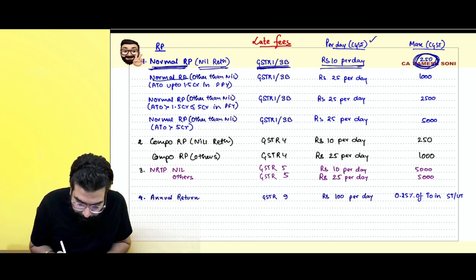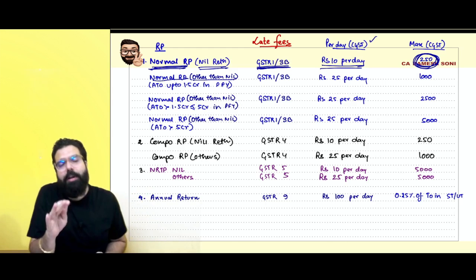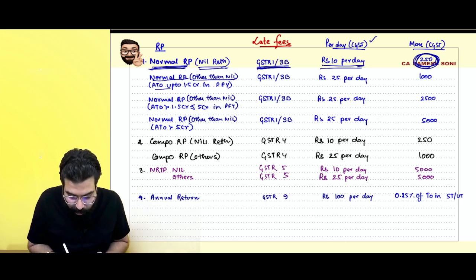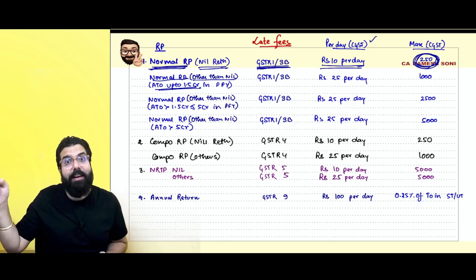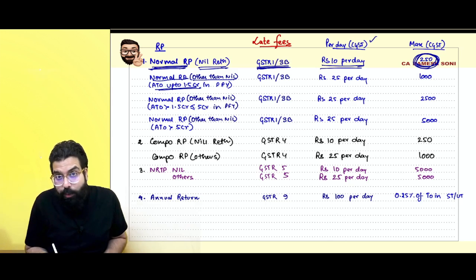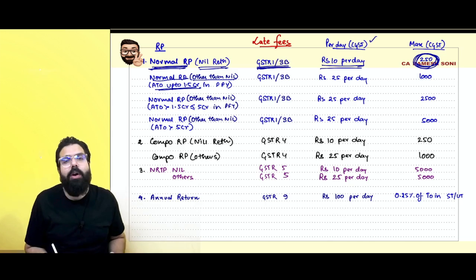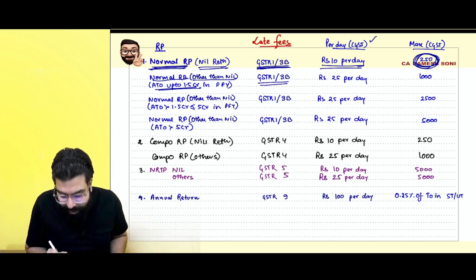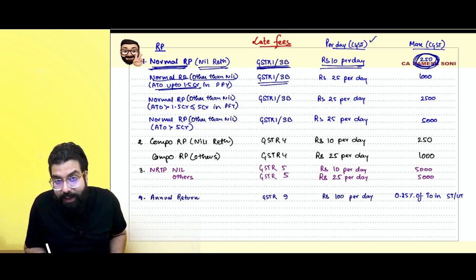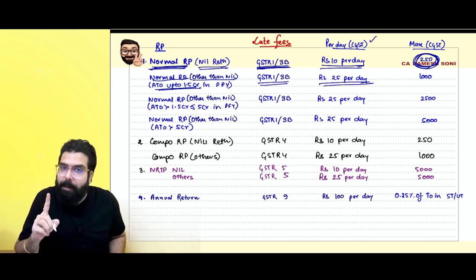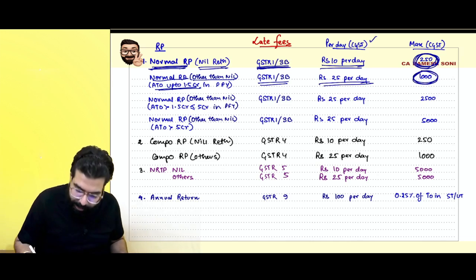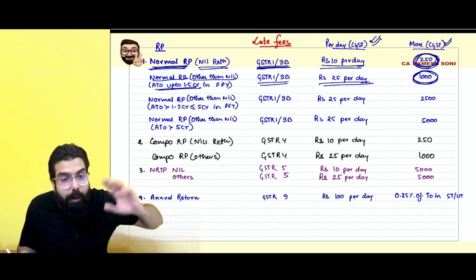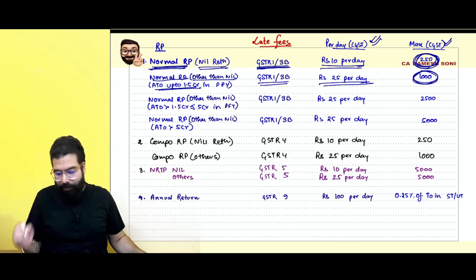If you are a registered person other than nil, means your return is not nil return, your aggregate turnover is up to 1.5 crore in the preceding financial year. Last year, your turnover was up to 1.5 crore. Then, when you are paying the late fee for GSTR1, GSTR3B, it is other than nil, so 25 rupees per day, but maximum will be 1000 rupees. Remember always what I am teaching is CGST Act, same amount under SGST Act is also payable.